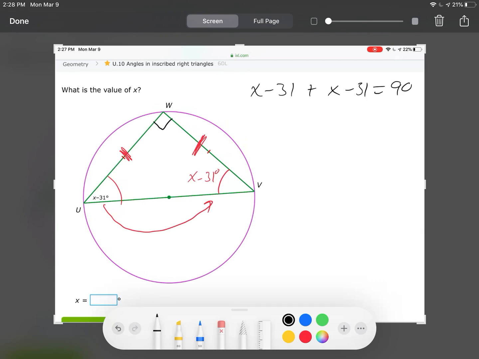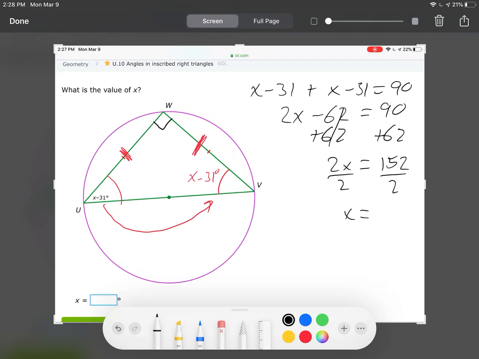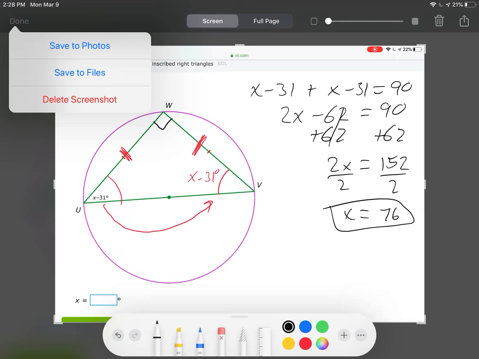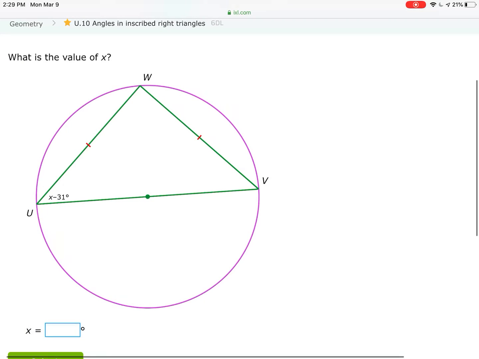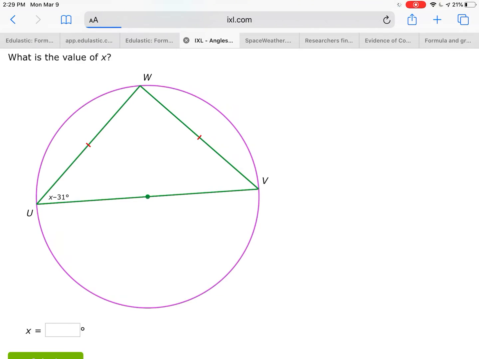And then we're going to go ahead and solve for x. We're going to combine like terms, so we get 2x minus 62 is equal to 90. And then we're going to add 62. This cancels out. We get 2x is equal to 152. Divide by 2. x is equal to 76, which is what they're looking for. They're looking for x. Okay, I think that's good enough for U10. Let's go to U11.